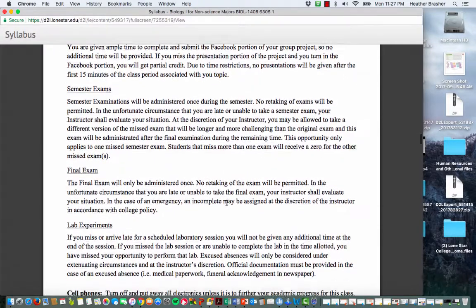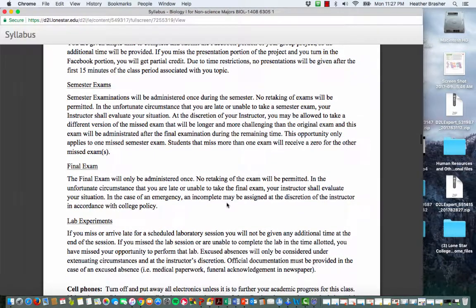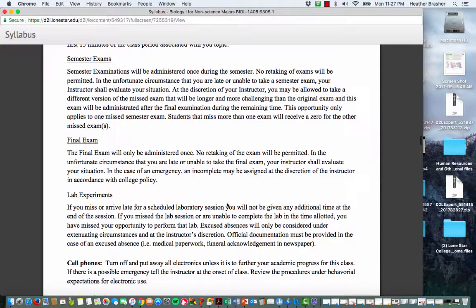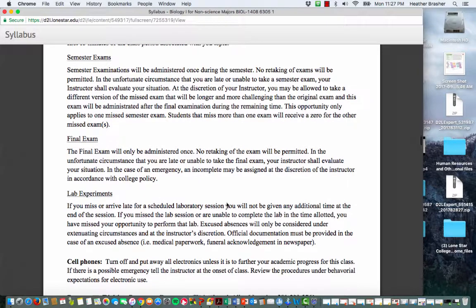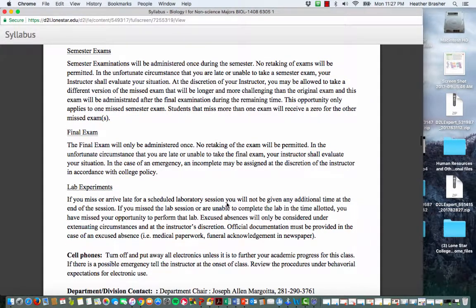I only administer the exams one time per semester. There are no retakes. If you know you're going to be late or unable to take the exam, please let me know beforehand and we can schedule another time for you to do that. It's at my discretion if you'll be allowed to take a makeup exam.